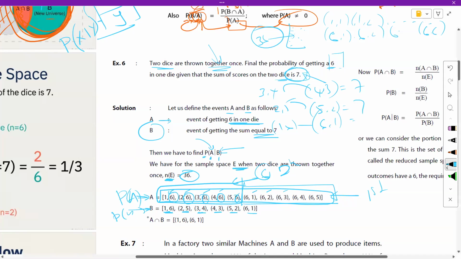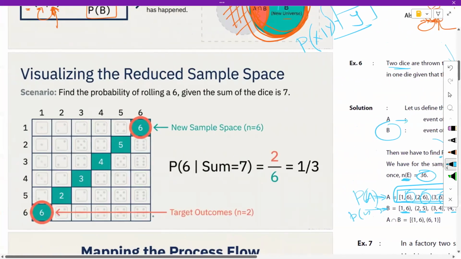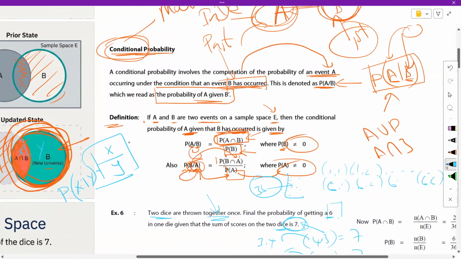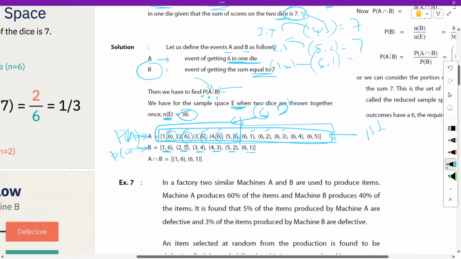Now we have to find, according to the formula, the common area. First we have to find the common area. So this is the common area here. This is, and here this is, so that we can take the common area. And 6, 1.